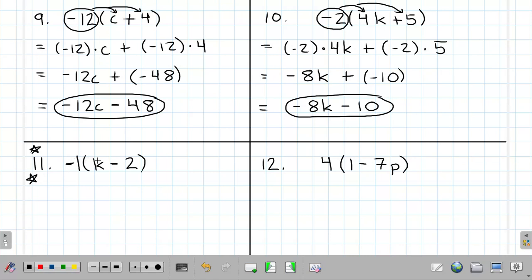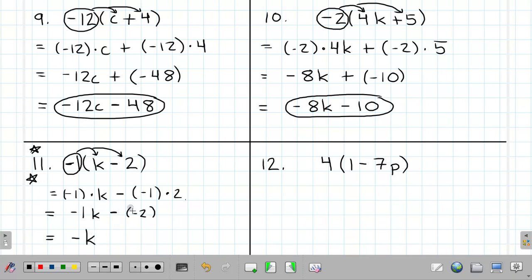So when you just see a negative in front of parentheses like that, technically there's a negative 1 there. So we take the negative 1 and distribute it. So negative 1 times k minus negative 1 times 2. And once again, negative 1k minus negative 1 times 2 is negative 2. We run into the same issue here, minus a negative. And actually, since this is just negative 1k, we can just call this negative k, and then minus a negative 2 is the same thing as plus 2.